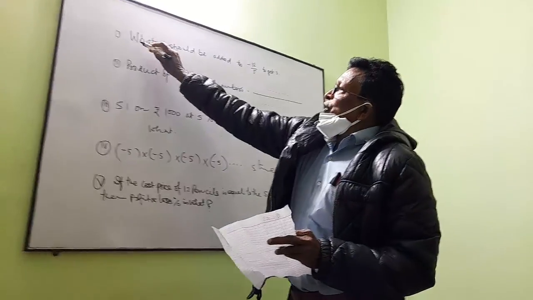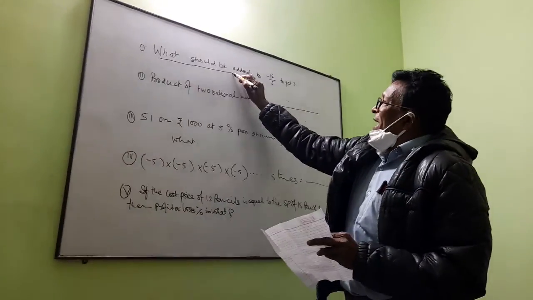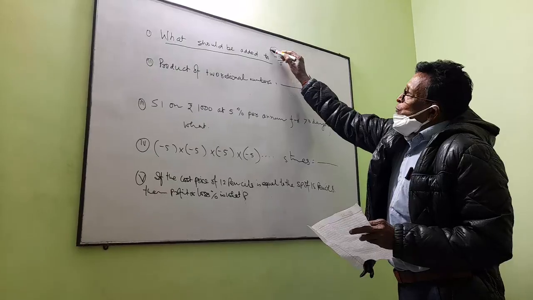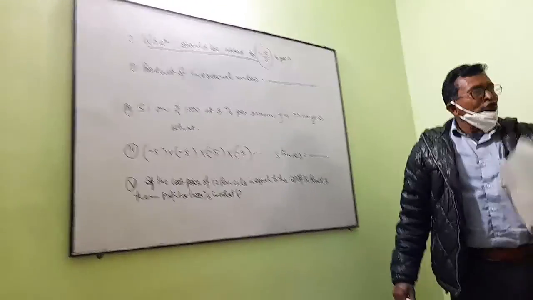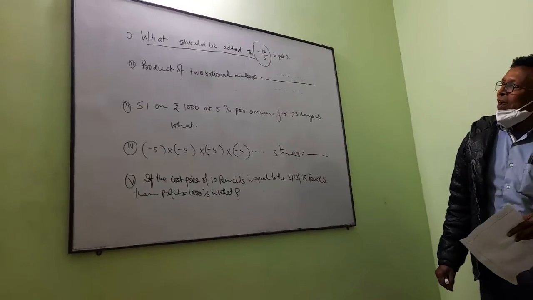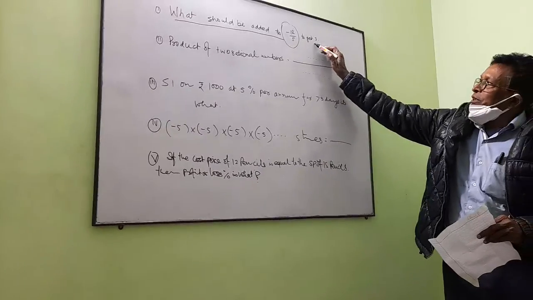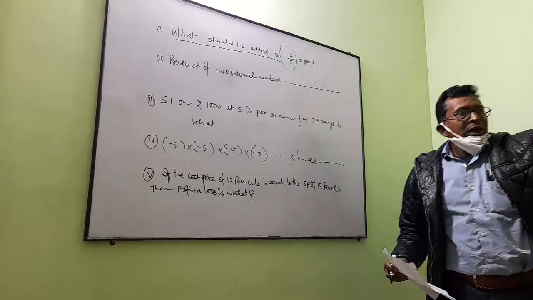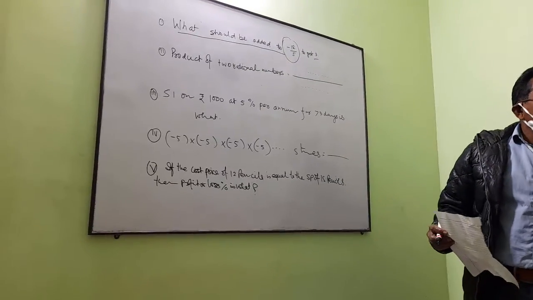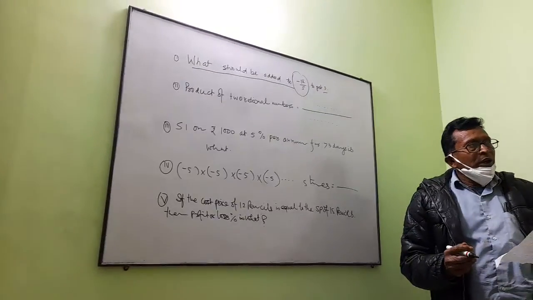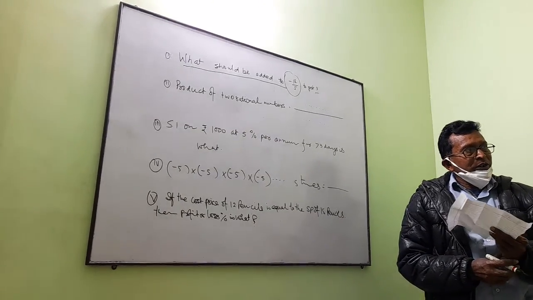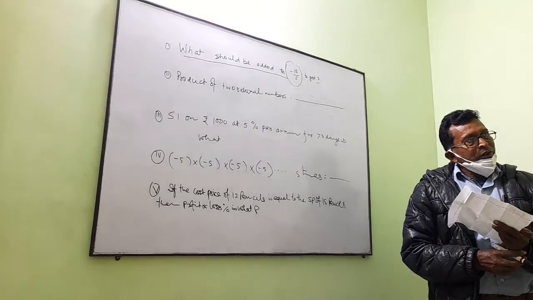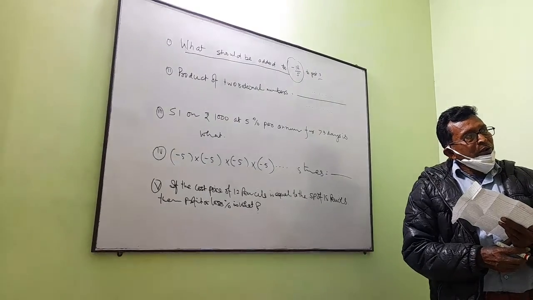The very first question: what should be added to minus 12 by 5 to get 3? Aman, what will you do? I will let the number added be x. Then x plus minus 12 by 5 equals 3. Okay, x equals 3 minus 12 by 5.